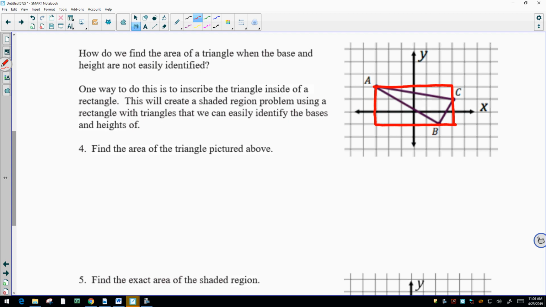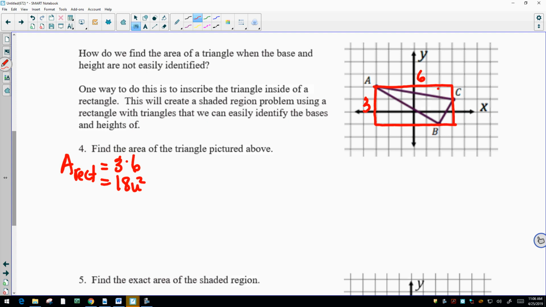And if I could find the area of the rectangle, which we can, this isn't too bad. If I count all of these sides going across, I have a total of 6. And if I count up and down, I have 3. So I could find the area of the rectangle and tell you that that's 3 times 6, which is going to give me a total of 18 units squared. Okay, but I don't want that whole area. I need to remove some things.